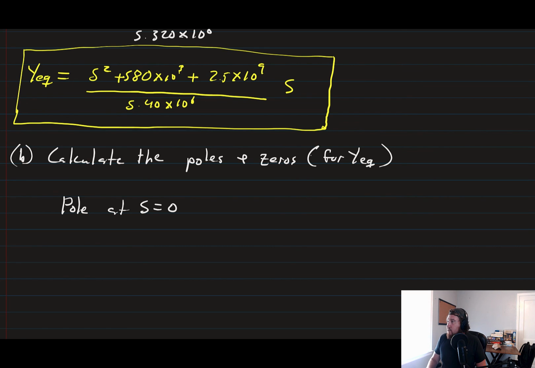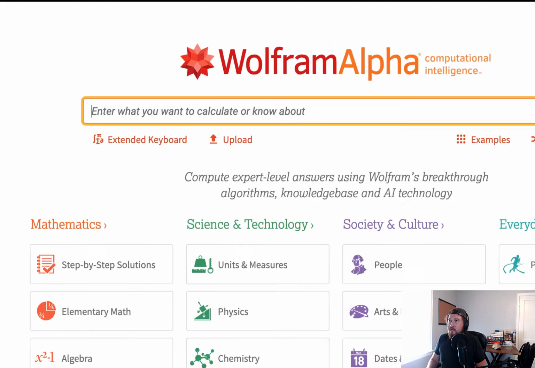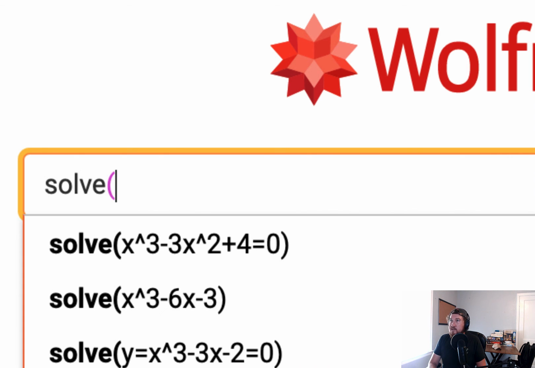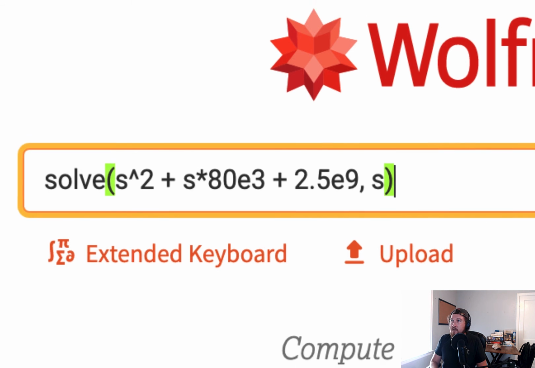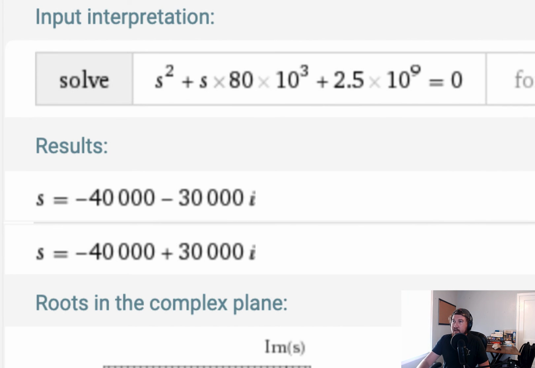And like before, I'm going to choose to be lazy and just use Wolfram Alpha. And write solve S squared plus S times 80 times 10 to the third plus 2.5 times 10 to the 9. And we're going to solve that for S. And we will get, there we go, minus 40,000 minus 30i and minus 40,000 plus 30i.